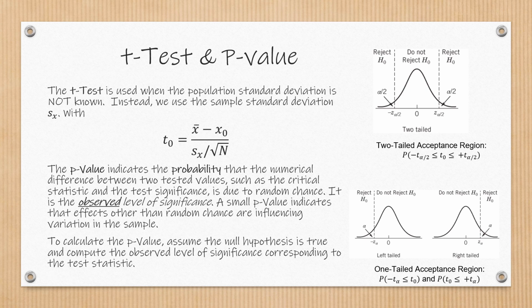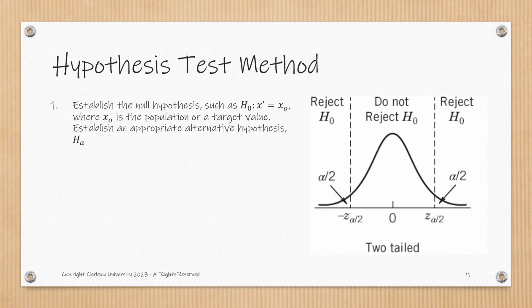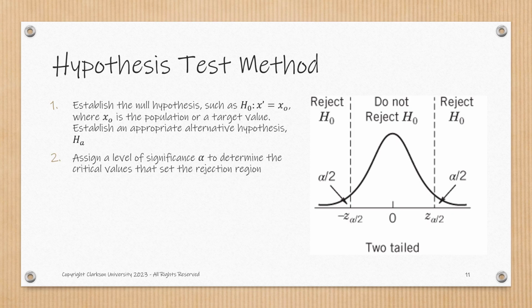To summarize the hypothesis test method, first we establish the null hypothesis, such as H sub naught, where we say x prime equals x naught. X naught is the population or target value. And then we establish an appropriate alternative hypothesis, H sub a.